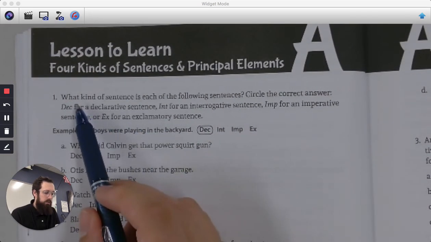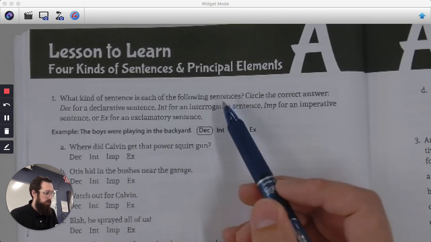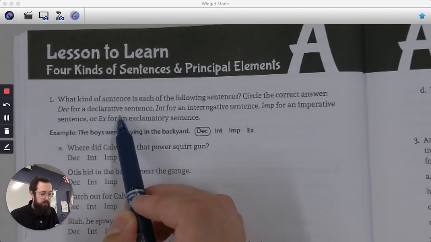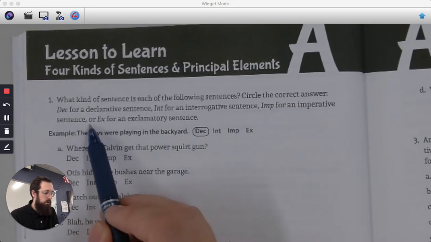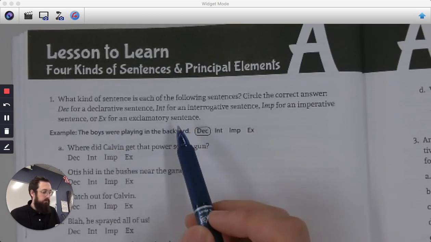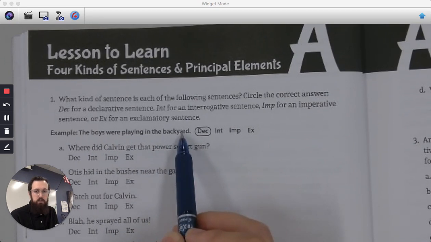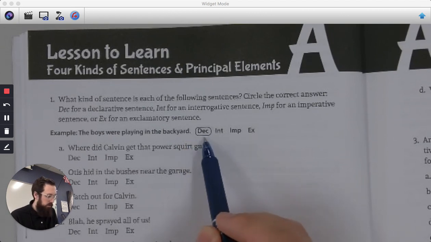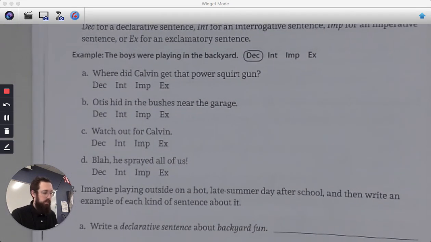So, question number 1, what kind of sentence is each of the following sentences? Circle the correct answer. DEC for declarative sentence, INT for interrogative sentence, IMP for imperative sentence, or EX for an exclamatory sentence. Now, this is an example. The boys were playing in the backyard. This is a declarative sentence because it states a fact. So they circled declarative.